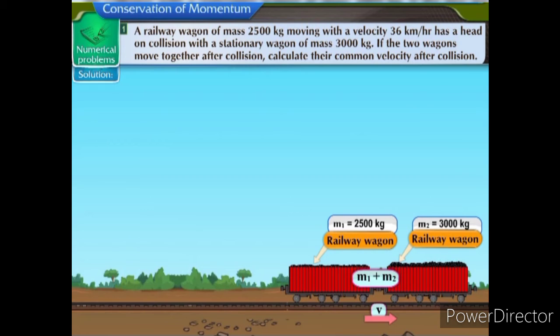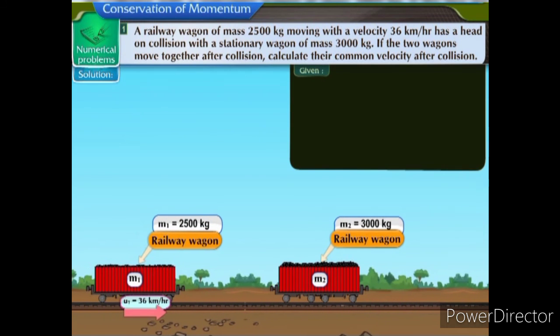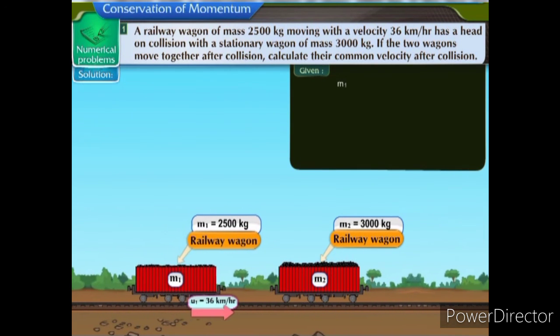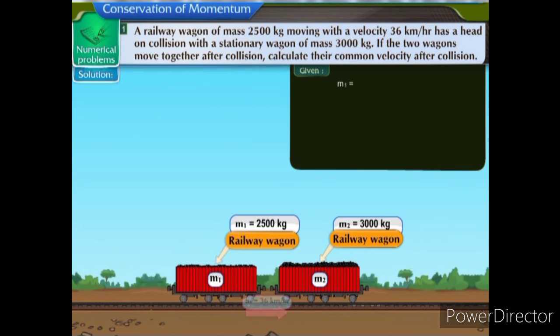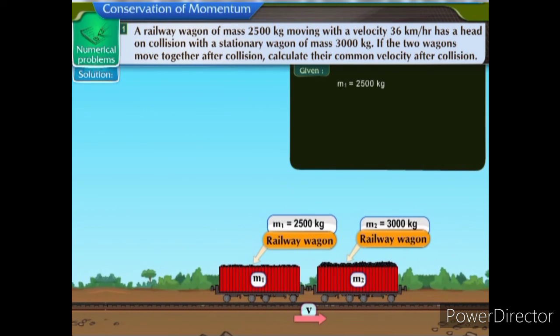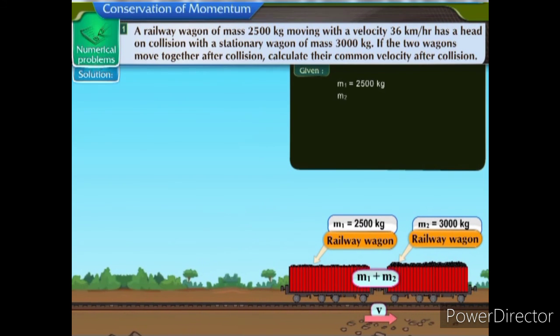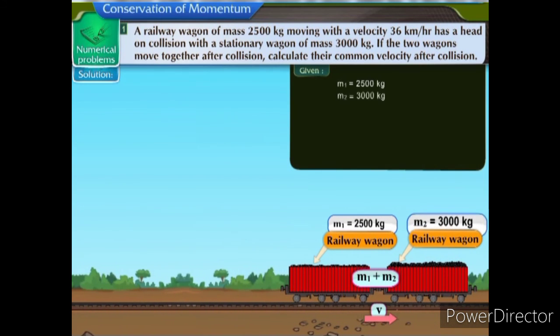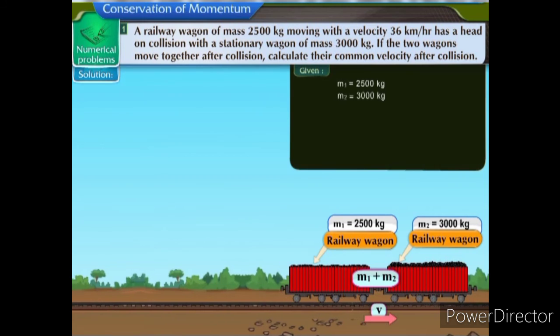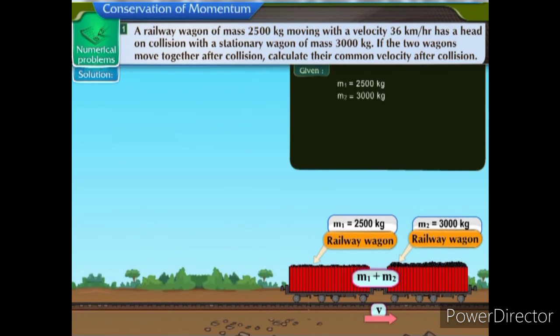Solution. Let us first write the data given in proper units. Given m1 is the mass of the moving wagon, given as 2500 kilograms. m2 is the mass of the stationary wagon, given as 3000 kilograms. The initial velocity of the moving wagon is u1, which is 36 kilometers per hour.